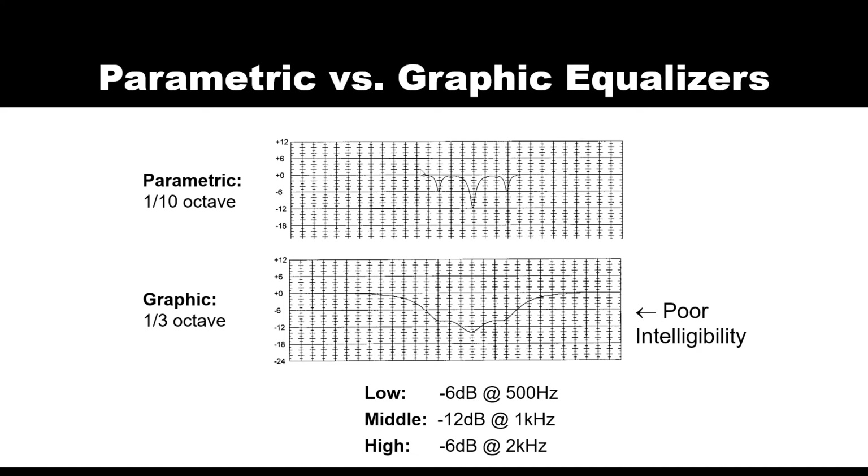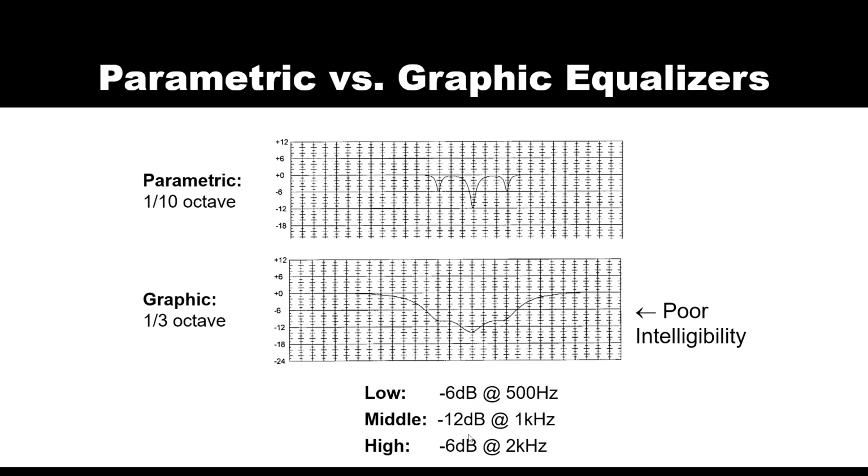But the parametric equalizer is usually a better tool for getting rid of feedback than the graphic equalizer, because you can often adjust what's called the Q, or the width of the filter, so that you can narrow in on just a specific frequency that you're trying to get rid of. So what we're looking at here on this slide is the frequency response of the same three frequencies cut by the same amount using a 1/10 of an octave tight parametric filter versus a 1/3 octave graphic.